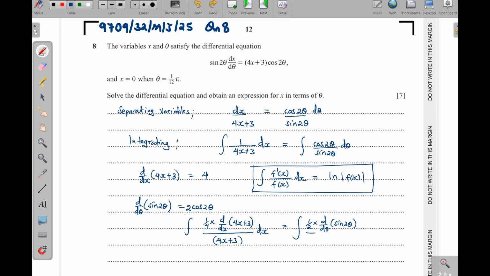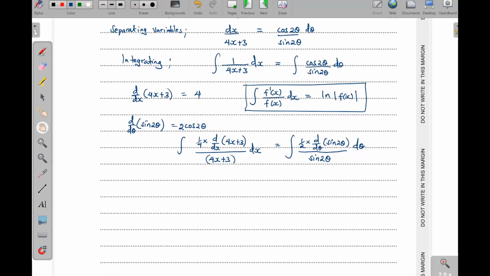I hope it is making sense, okay? Out of, then the sine of 2 theta, then the theta. Now, from here, if I take this a quarter outside, you will see that what is up here is the exact derivative of what is down here, just like here. So we shall have natural log of the denominator.